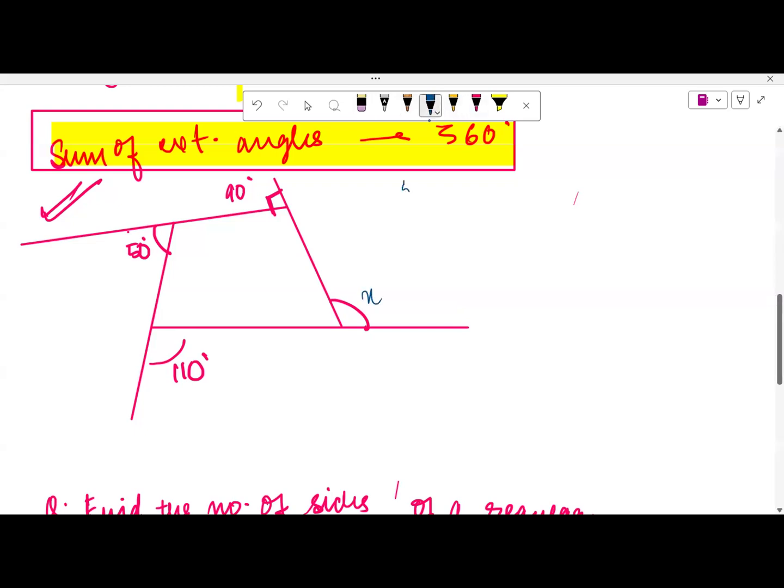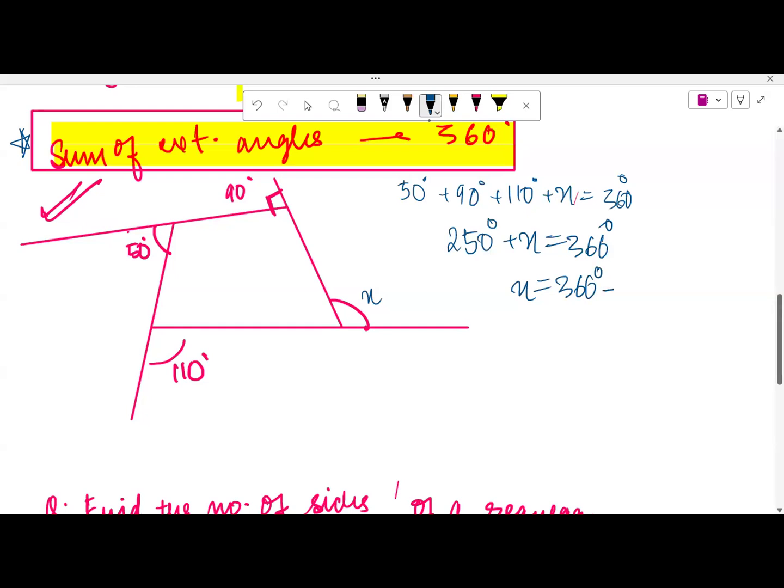of X. So basically 50 degrees plus 90 degrees plus 110 degrees plus X shall give you 360 degrees, because I just taught you that the sum of exterior angles of a quadrilateral is 360 degrees. All these are exterior angles. You will add these numbers, you will get 250 degrees plus X shall give you 360 degrees. So X will be equal to 360 degrees minus 250 degrees, so X will be equal to 110 degrees. That is how I could find the value of X. Ma'am, can you understand the question? Yes, ma'am, I understand.